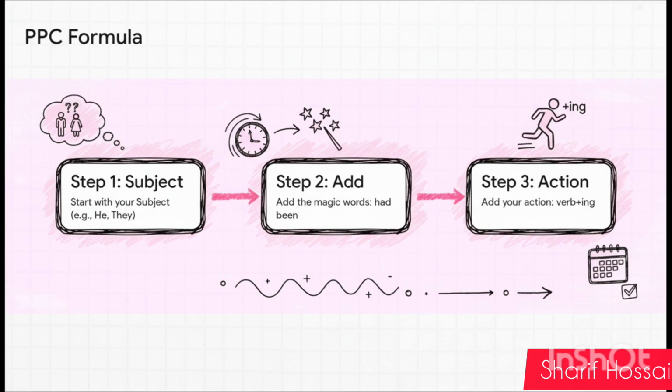And here's the cool part. Those two words never change. And finally, you just tack on your action, that verb with the ing at the end. So subject had been doing something. That's it. That's the whole formula.